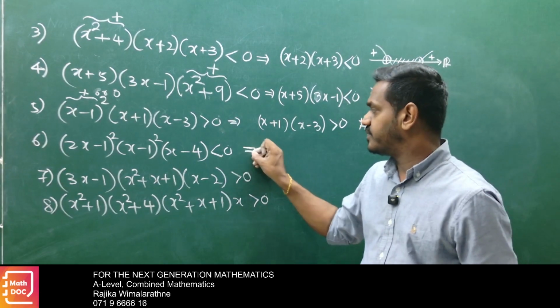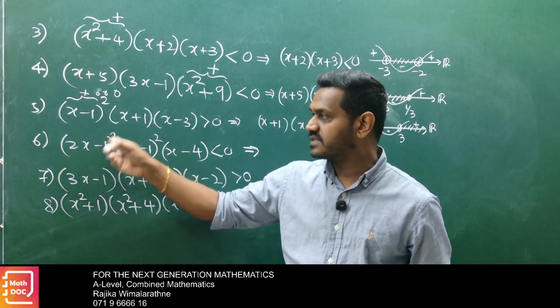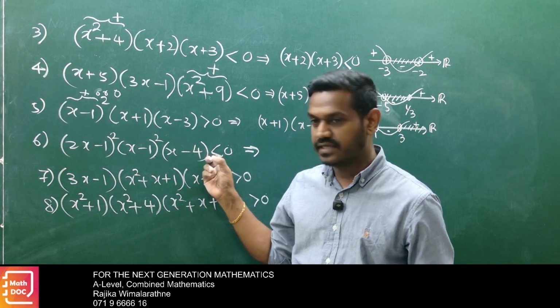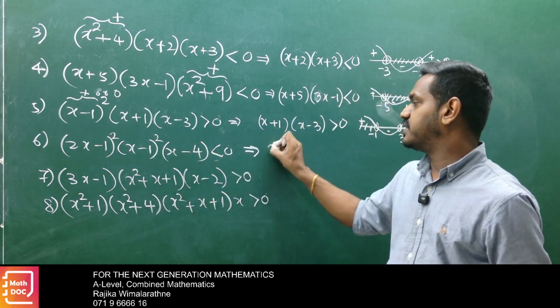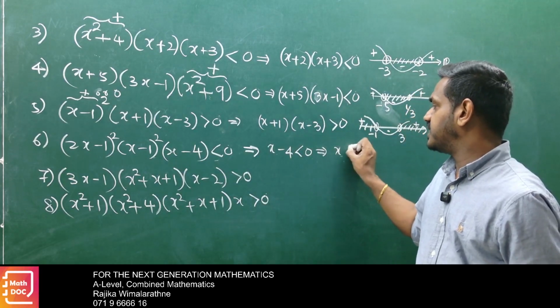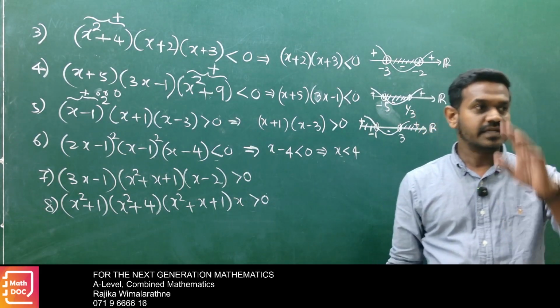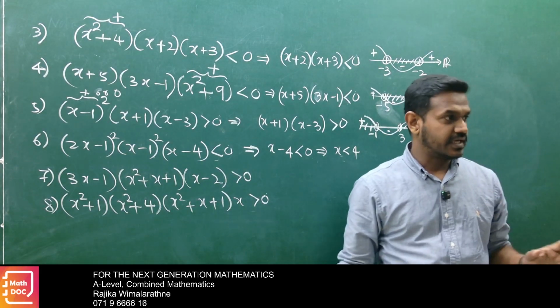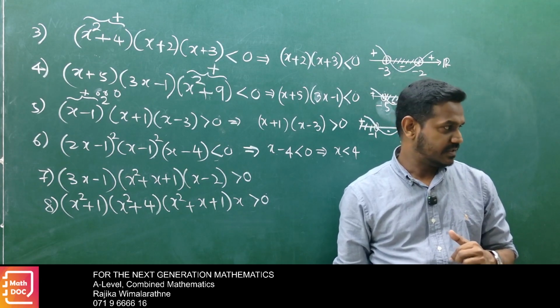Then take this: (x − 1)² is positive, (2x − 1)² is positive, the whole thing must be negative. Then we know this part, x − 4 < 0. Then the solution is x < 4.